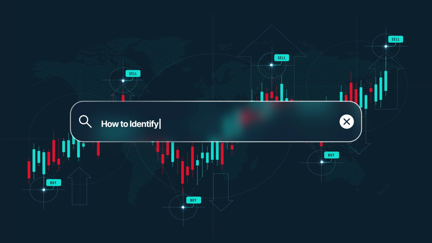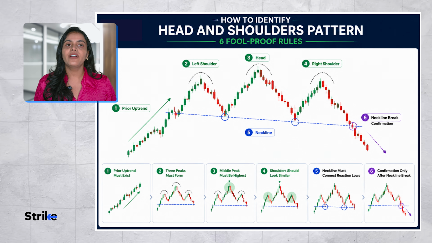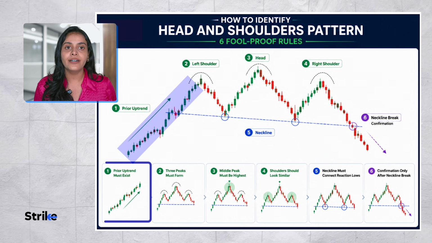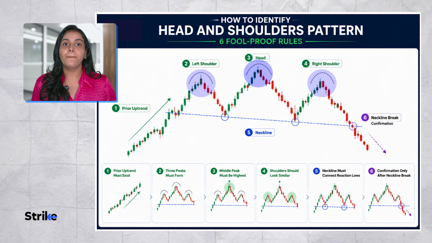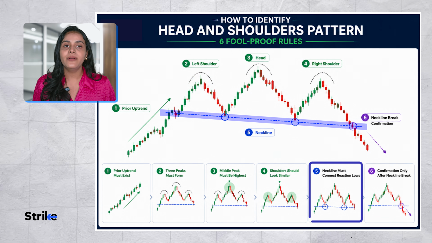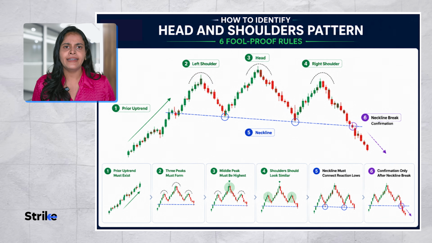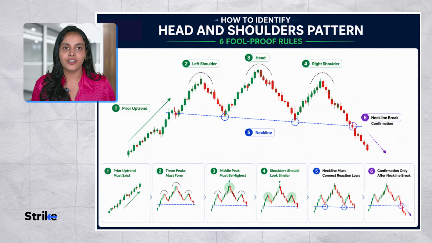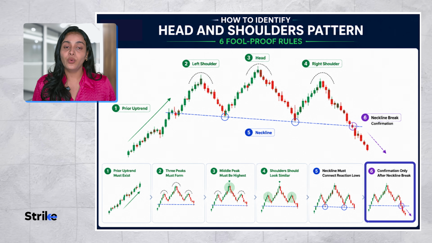More importantly, how to identify head and shoulders accurately. To identify the pattern properly, look for these conditions. Those are a clear prior uptrend, three peaks, middle peak being the highest, right shoulder lower than the head, a visible neckline, volume generally reducing during formation, and the most important thing is the structure. Don't force patterns where they don't actually exist.